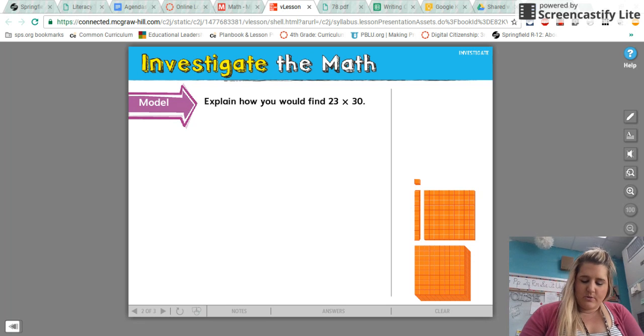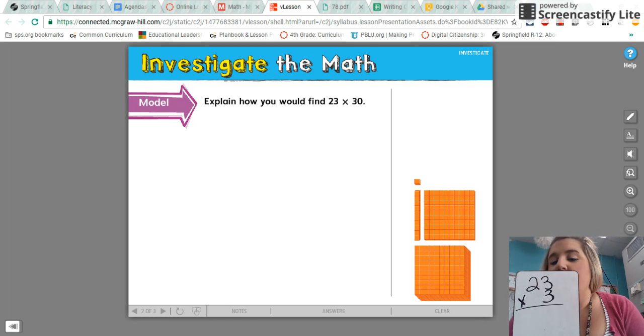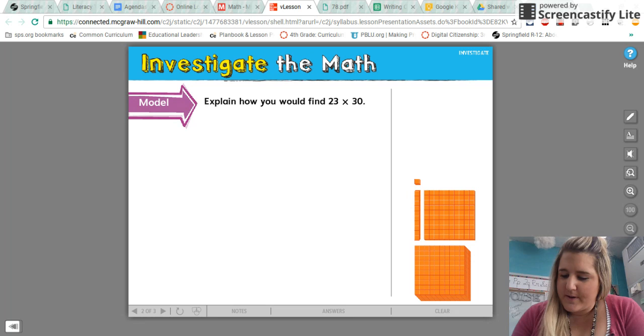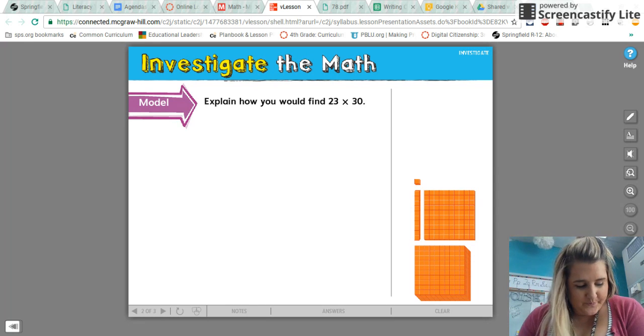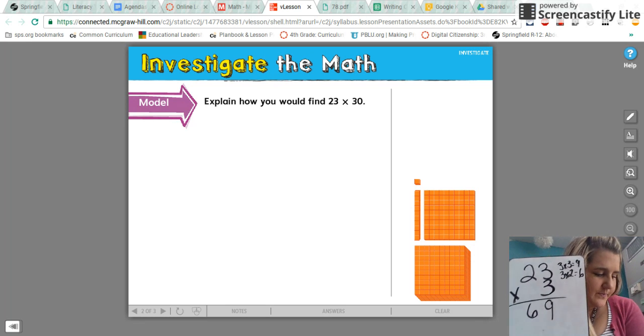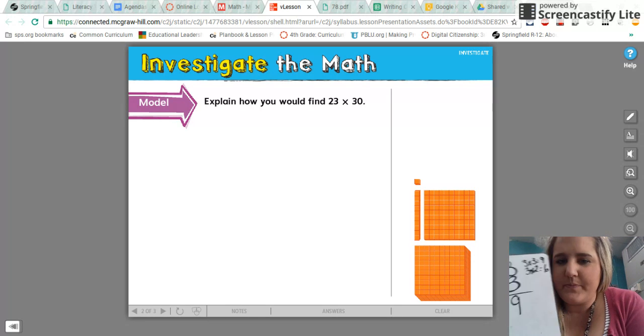So 23 times 3. The first thing I'm going to do is multiply the ones place. 3 times 3 is 9, so I'm going to have 9 here. Then I'm going to do the tens place: 3 times 2, or 3 times 20, really. That's going to be 6. So my answer is 69.